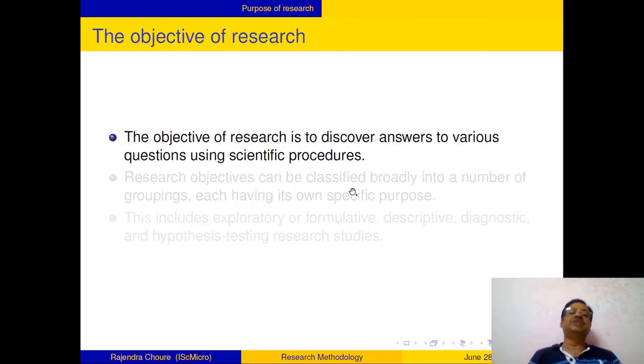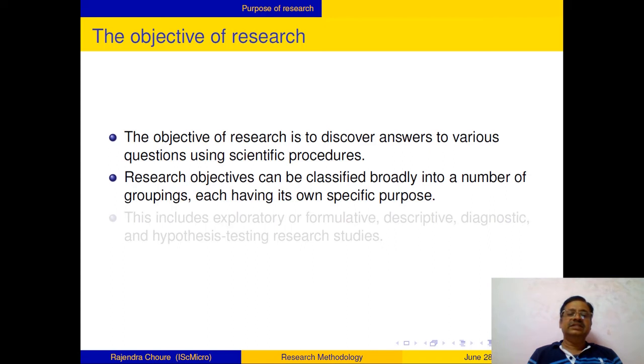If we consider the objective of research in further detail, the objective of research is to discover answers to various questions using scientific procedures. These objectives can be classified into a number of groupings, each with its own specific purpose, and can be broken down into different parts, and each of these parts is very important to answer that problem.